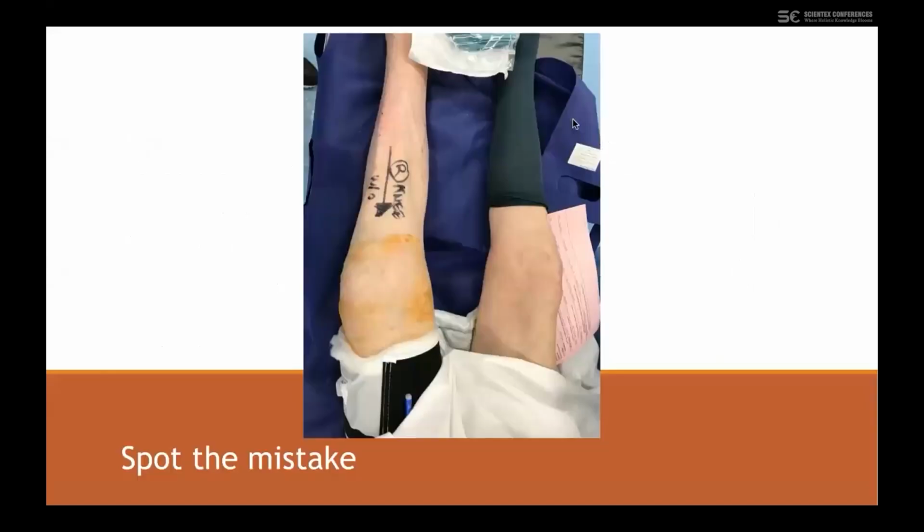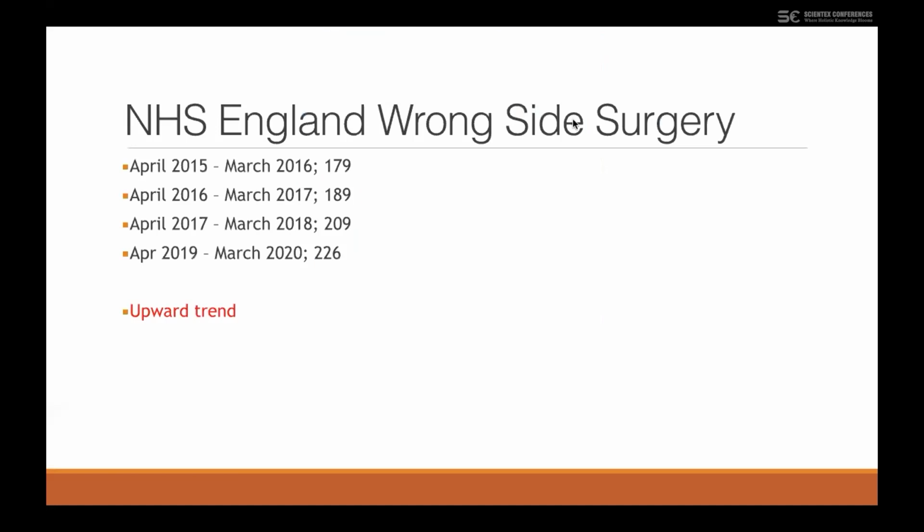This is a picture of a real patient showing that the left knee is marked for surgery, but the letter R is written on the skin, which indicates the wrong side. This slide shows an increase in the wrong side surgery in the UK over the last few years.